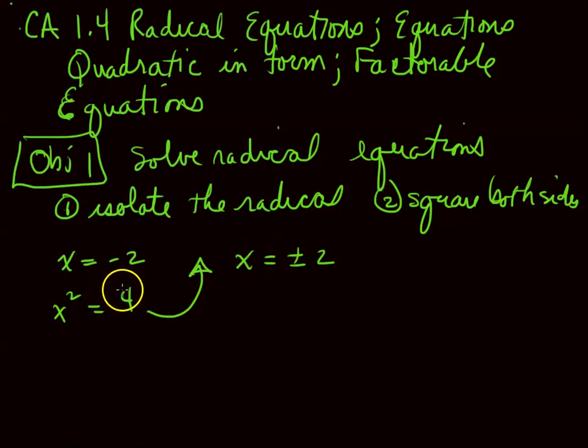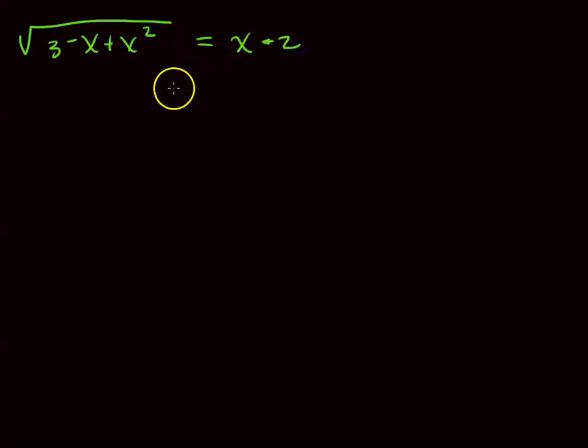It's best to look at an example. So let me get a new screen. The square root of 3 minus x plus x squared equals x minus 2. So how do you solve this? Well, you isolate the radical. It's already isolated. You square both sides. Squaring the radical side is pretty easy. You just get rid of the radical.